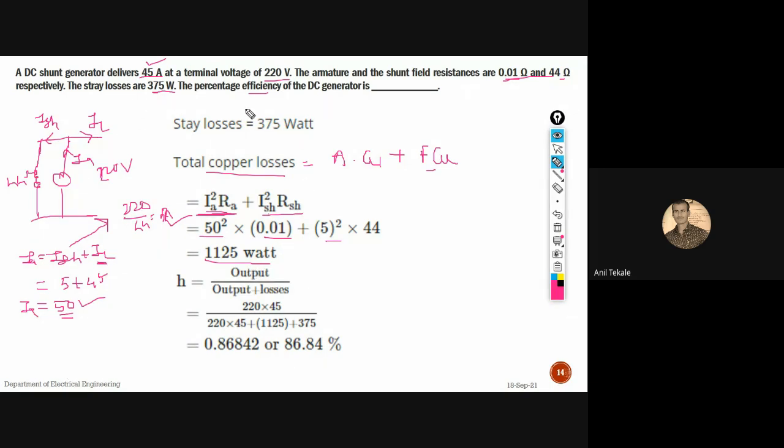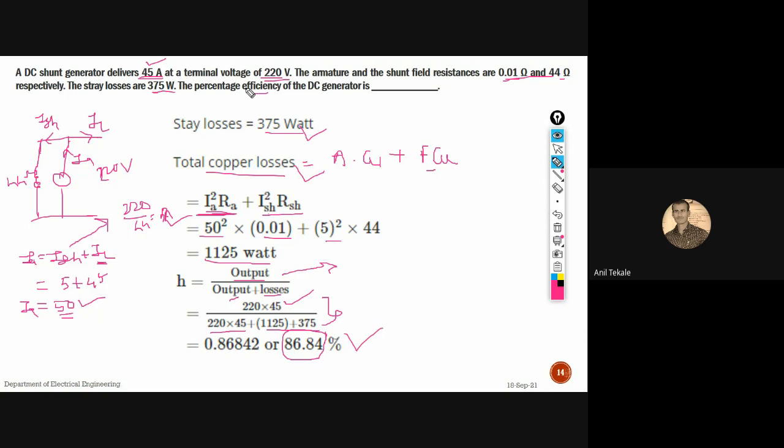Now see, stray losses we have here. Okay, so now we have to calculate the output. How can we calculate output? Output can be calculated as voltage into current. So 220 into 45. Is that correct? Yes. So efficiency is output divided by output plus losses, which means input, right? Output is nothing but 220 into 45. Losses means the total copper losses plus stray losses. So these losses can be added, and once we solve this, we get 86.84 percent.